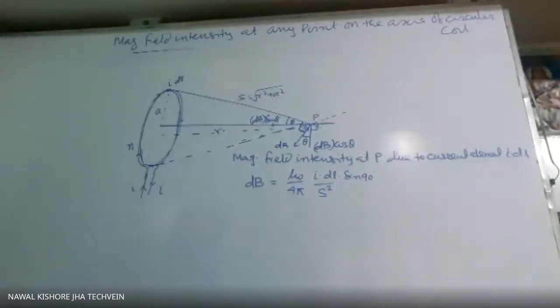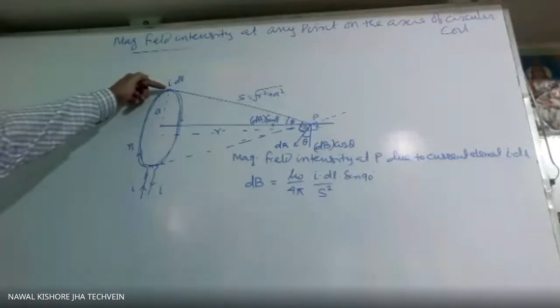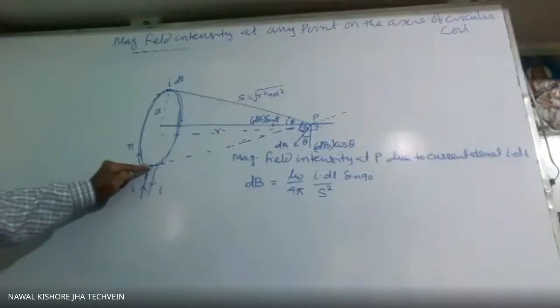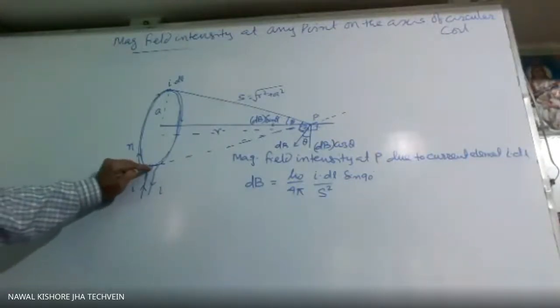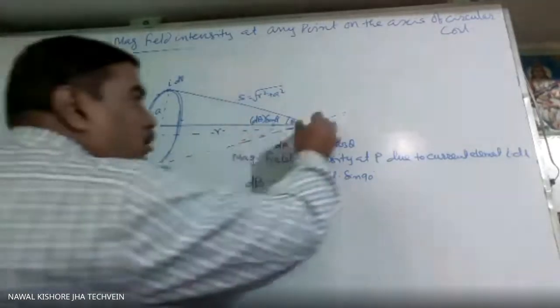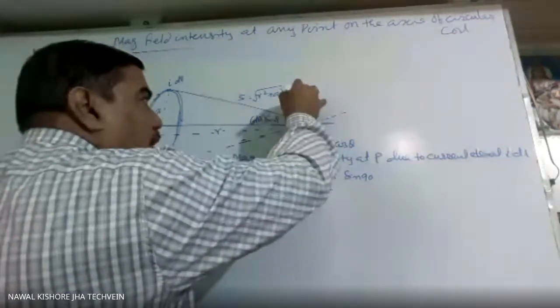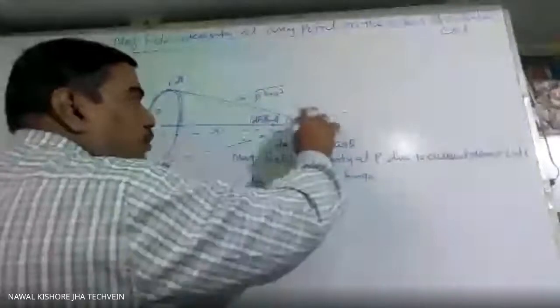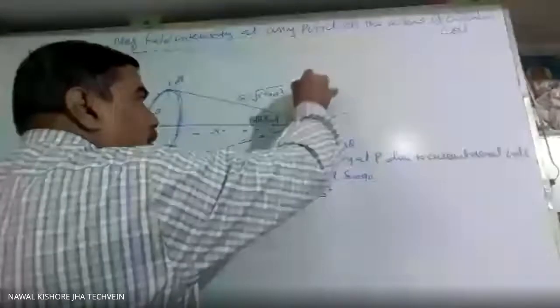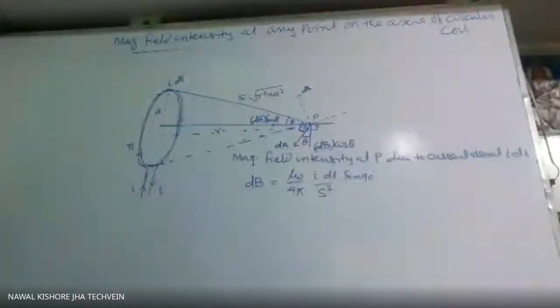Now, if we consider a point diametrically opposite to this, that is this point, due to this current element, what will be the magnitude of the field? Same as this one. What is the direction? It will be perpendicular to this line, 90 degrees to this line. This is again dB. Magnitude will be the same. Direction will be perpendicular to this line.